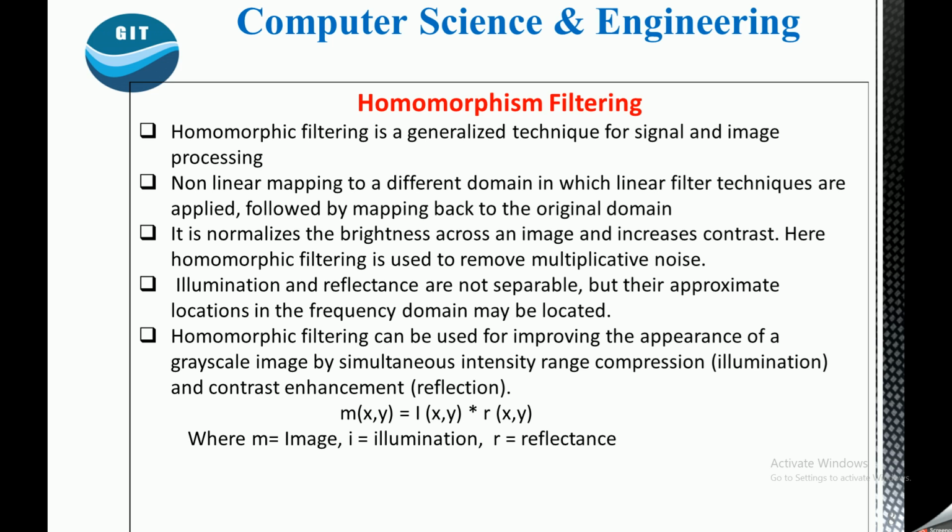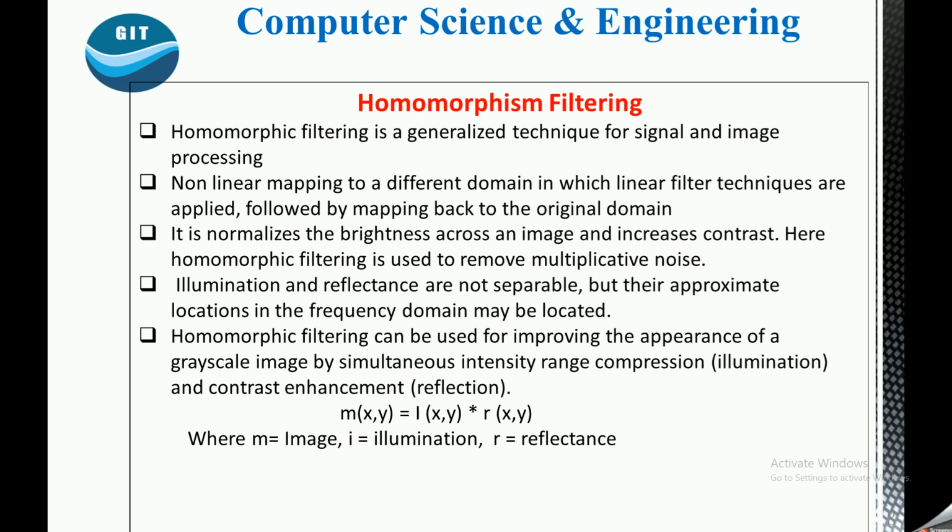And next is homomorphic filtering. Homomorphic filtering is a generalized technique for signal and image processing. It is a nonlinear mapping to a different domain in which linear filter techniques are applied, followed by mapping back to the original domain. It was developed in the 1960s by Thomas Stockham, Alan V. Oppenheim, and Ronald W. Schafer. It normalizes the brightness across the image and increases contrast. Here, homomorphic filtering is used to remove multiplicative noise.